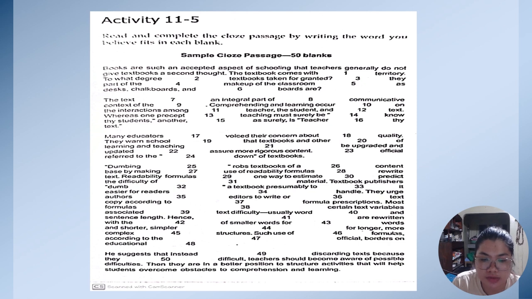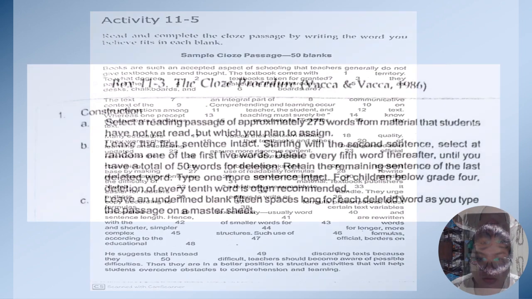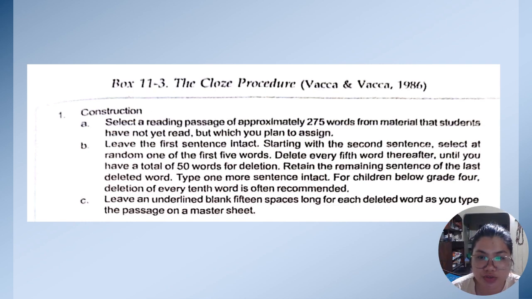A cloze test determines how well students can read a particular text or reading selection as a result of their interaction with the material. We have here the cloze procedure, Vacca and Vacca, 1986. So this is Box 11. Construction: select a reading passage of approximately 275 words from materials that students have not yet read, but which you have planned to assign.